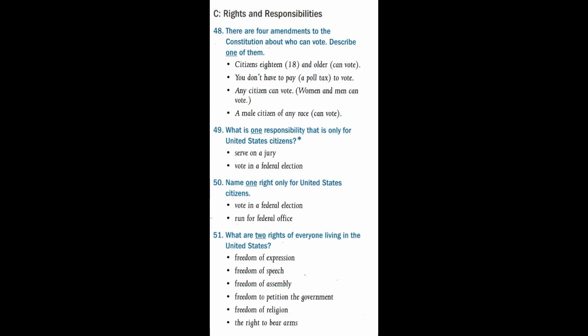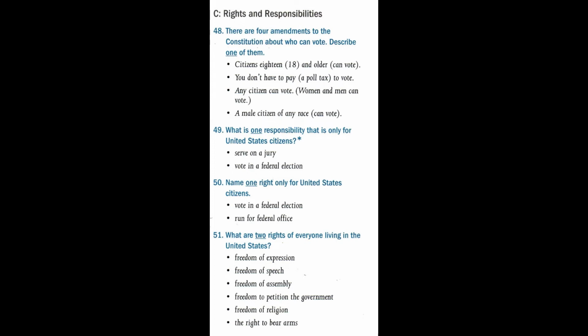You don't have to pay a poll tax to vote. Any citizen can vote. Women and men can vote. A male citizen of any race can vote. 49. What is one responsibility that is only for United States citizens? Serve on a jury. Vote in a federal election. 50. Name one right only for United States citizens. Vote in a federal election. Run for federal office.